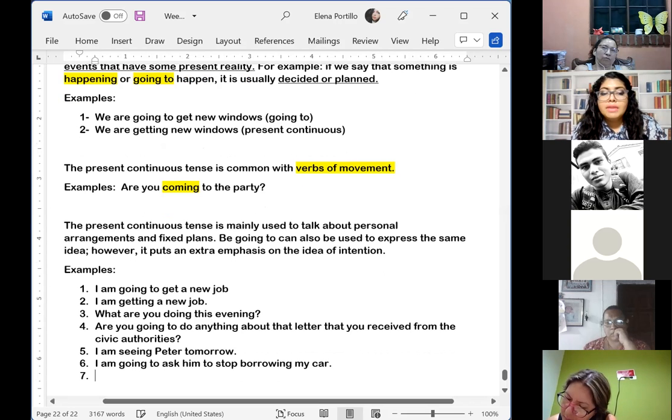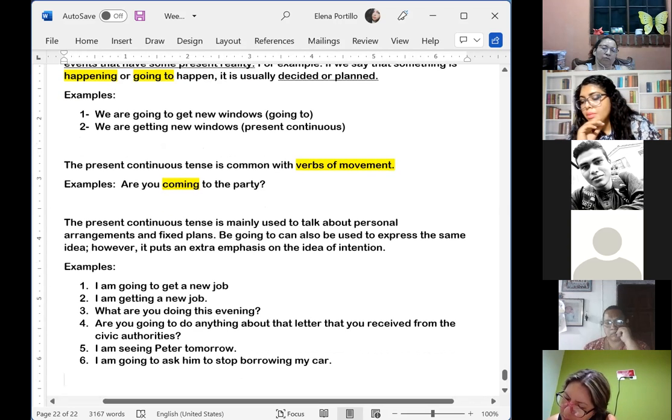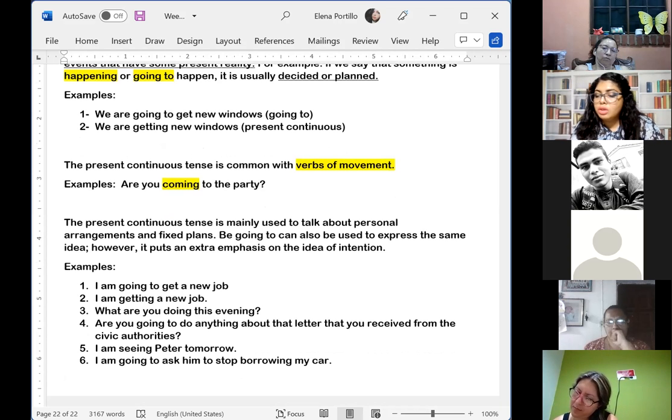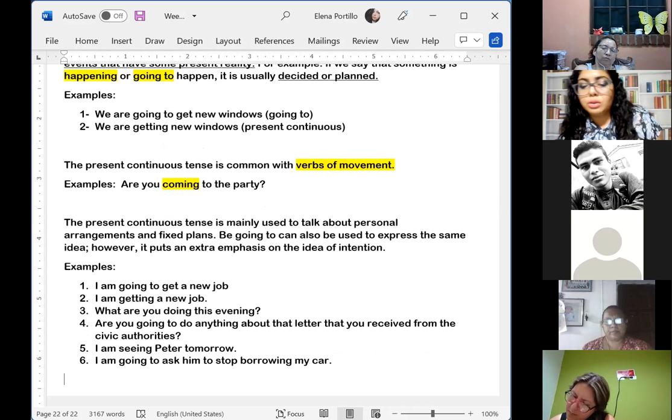Then we have events that are outside people's control. In this case, we do not normally use the present continuous to talk about events that are outside people's control. So it is not normal to use this structure with things that are out of our control.